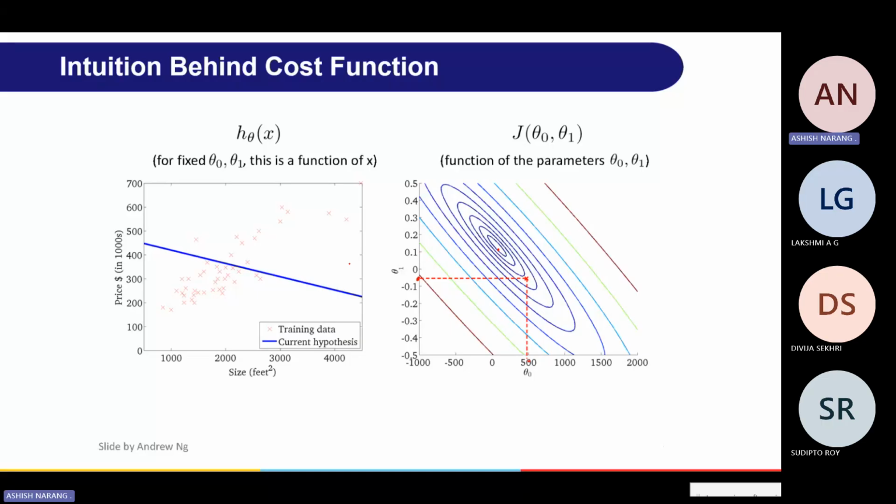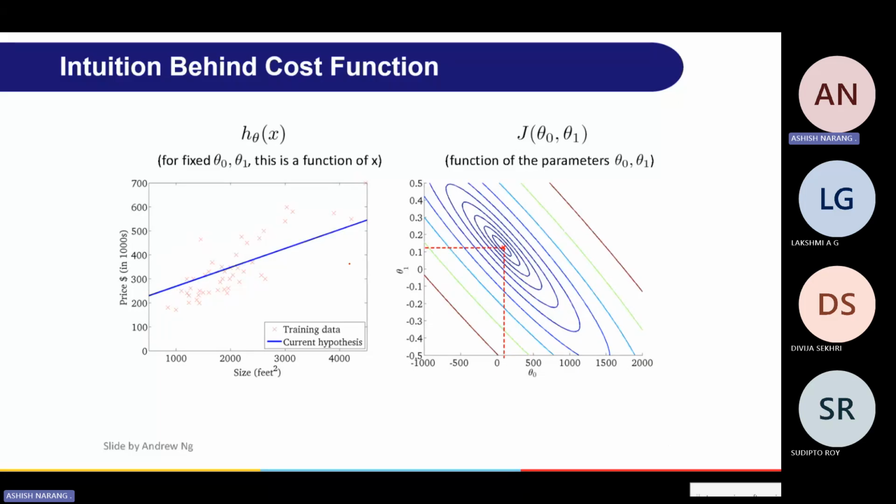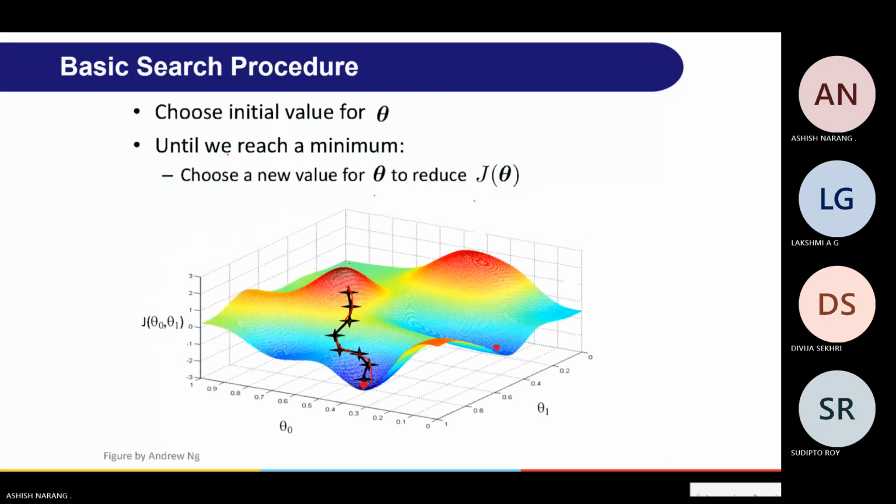Or if the alpha is large, probably it might have crossed that. And then finally, it is converging, right? Slowly and slowly, it is actually converging to that particular point. This is what they are trying to say. Point of global minimum. So if you choose any initial value of theta, until we reach a minimum, choose a new value of theta to reduce J theta. That's it, right? Slowly, you've started from here. Your global minimum exists here. You see it has traced a path like this in every step and reached the global minimum.